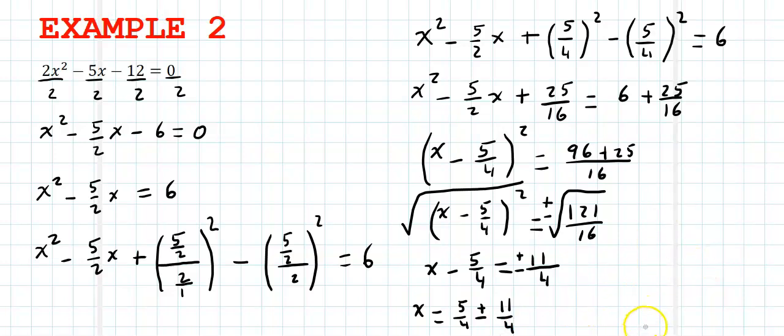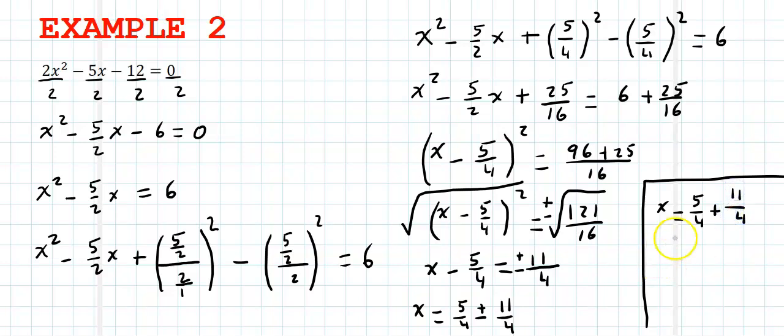So I'm going to write the solution in this part. One solution is x equal 5 over 4 plus 11 over 4. That is 16 over 4, that is 4. And the second solution is x equal 5 over 4 minus 11 over 4. So the solution is negative 6 over 4, which simplifies to negative 3 over 2.